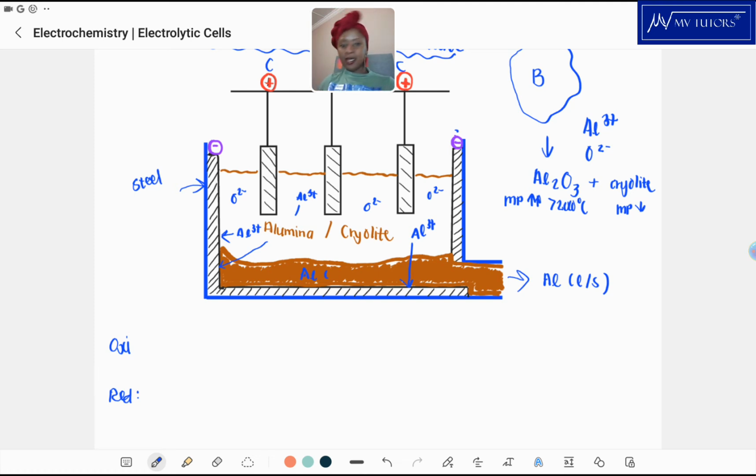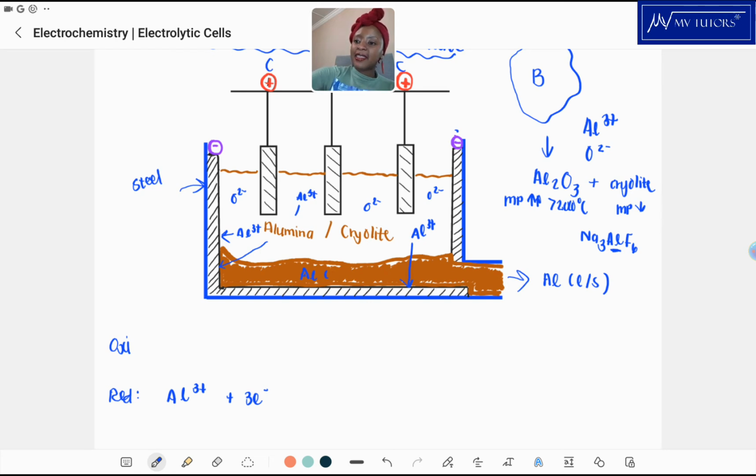Let me see if I can get the equation for cryolite for you guys. Where is cryolite? So cryolite is made of sodium, aluminium, as well as fluorine. So this aluminium here from cryolite will also be reduced. So we saw the half reaction that happens at the cathode. You have your aluminium 3+, because the charge is 3+, you'll have 3 electrons.